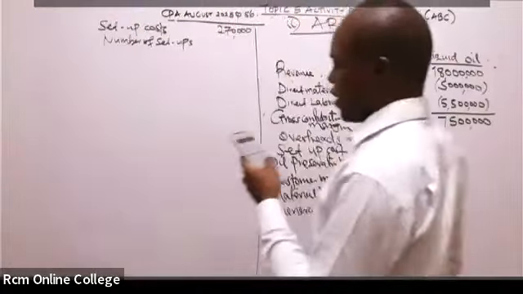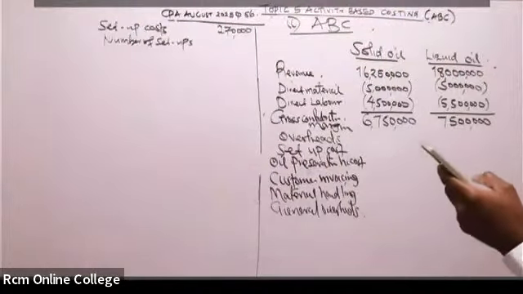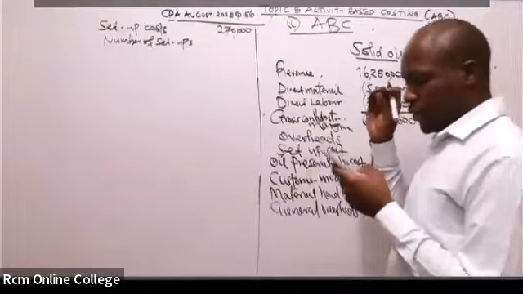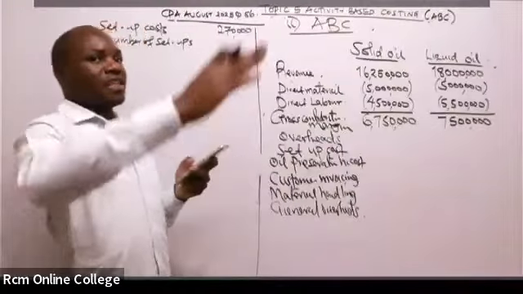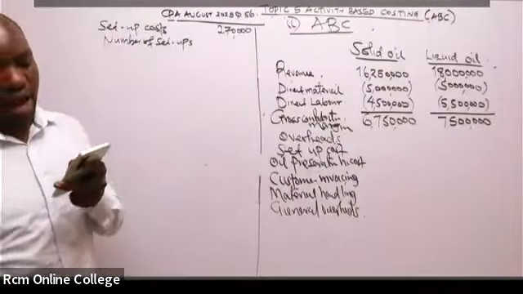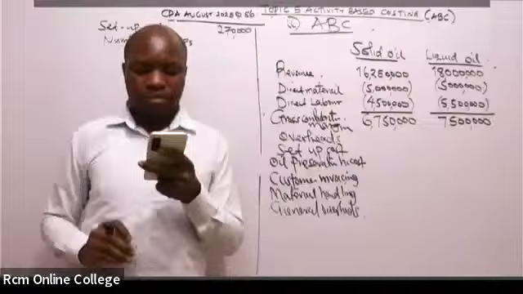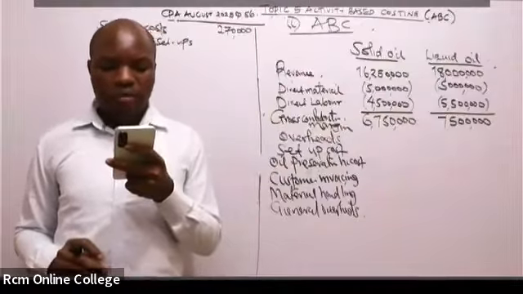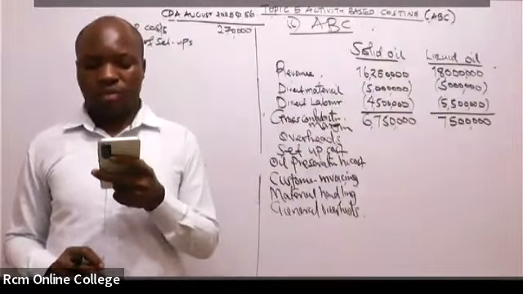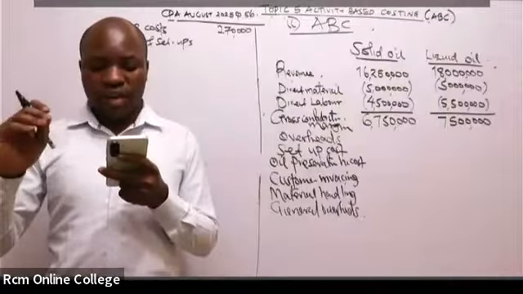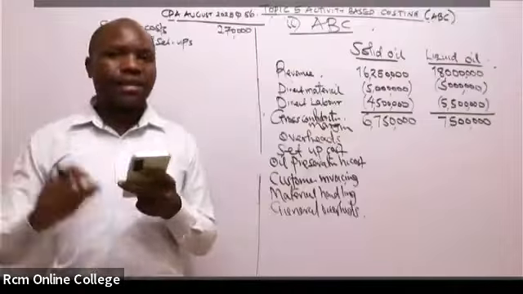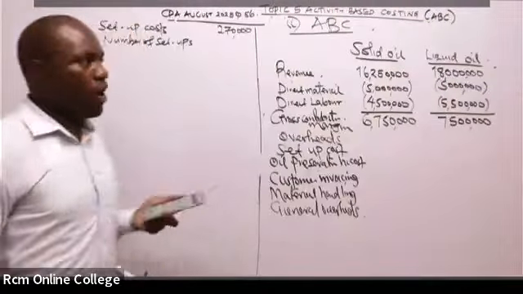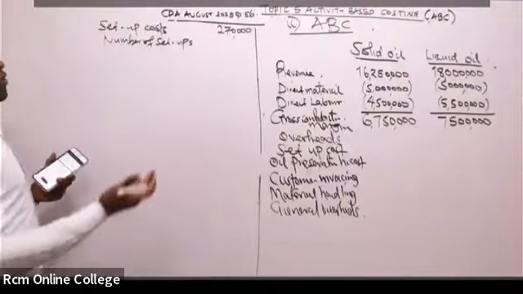Now let us look at it together. We are told that for the solid oil, the number of setups has been attached to the number of batches. Let us now go to the batches first. We have 50 batches, then we have 80 batches, and we are given the number of setups per batch as 2. So how many setups do we have for the solid oil?